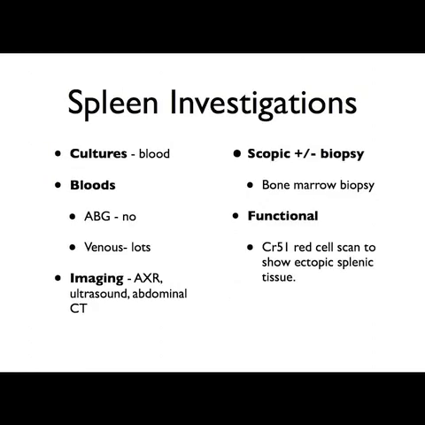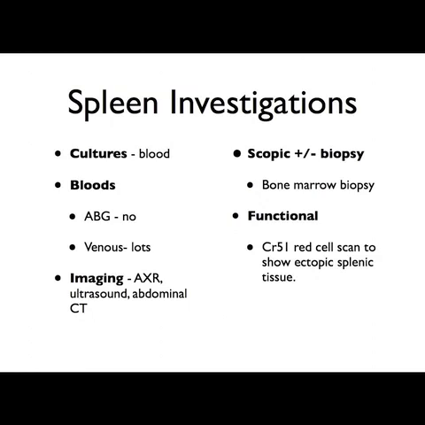So, I'm going to talk a little bit about some of the investigations you can do if you were to find splenomegaly or suspect involvement of the spleen in a disease. As always, we go through our 5 sets of investigations: cultures, bloods, imaging, scopic stroke biopsy, and functional. The important cultures are blood cultures, for example, in infective endocarditis, one of the causes of tip splenomegaly. You might have positive blood cultures.